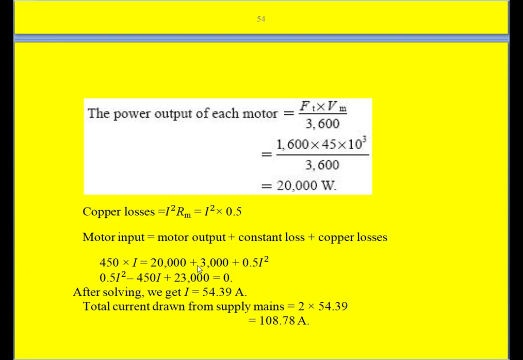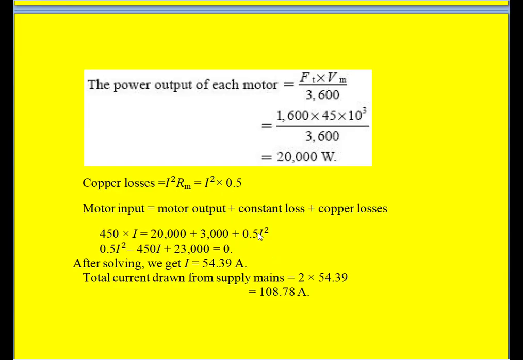is equal to the motor output that we have just calculated in watts, that is 20,000, plus constant losses, also given in the problem, that is 3000 watts, plus copper loss, that we just calculated, that is 0.5 I square. This is a quadratic equation, and once we solve it we get the I value as 54.39 amperes. So the total current drawn from the main supply is 2 into 54.39 amperes, that is 108.78 amperes.